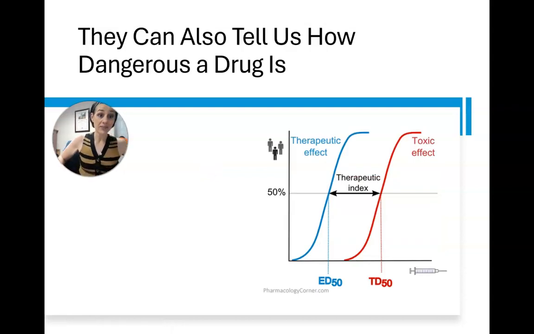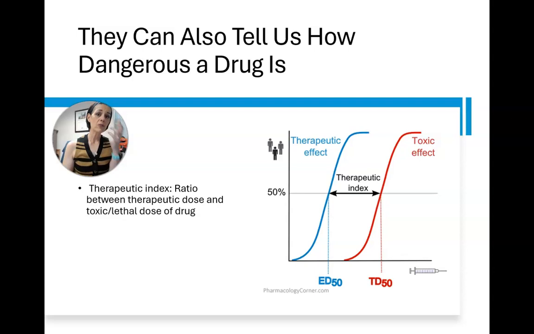Now, in addition to telling us a lot of different things about a drug, they can also tell us how dangerous a drug is. And another ratio that you need to know about is what is referred to as a therapeutic index. This is the ratio between a therapeutic dose of a drug and the lethal dose of a drug. Generally, it's a ratio of a therapeutic dose to a toxic dose. So the higher your therapeutic index is, the safer your drug is. So for example, something like aspirin or ibuprofen may have a very high therapeutic index. Can you die from taking too much aspirin? Oh yeah, but you're gonna have to take hundreds of pills for that to have an effect.